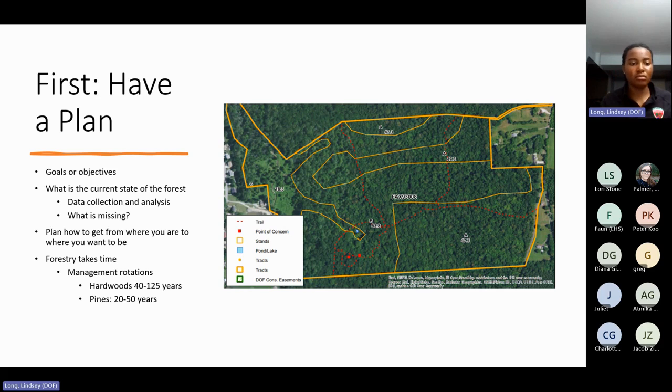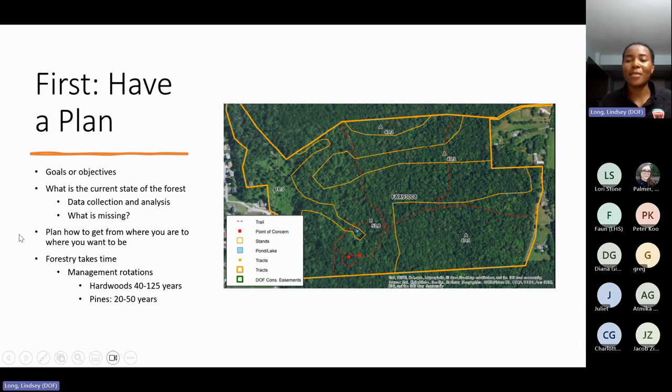So we have our goal. Now we need to know what we even have in our forest, because I can't just say, I want to manage for turkey, and then think, I'm going to go plant a bunch of oaks, when I have a forest that's already completely oaks. That doesn't make sense. So you need to backtrack a little bit and know what you have currently. That tells you where you need to go. So this includes data collection and analysis. This helps you figure out what you're missing to create your goal or objective.